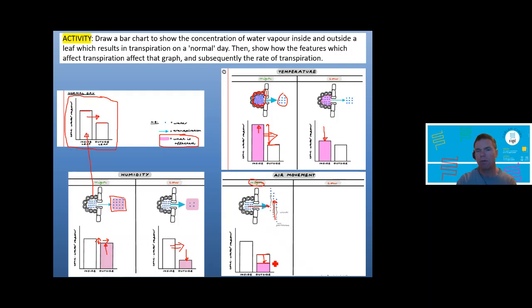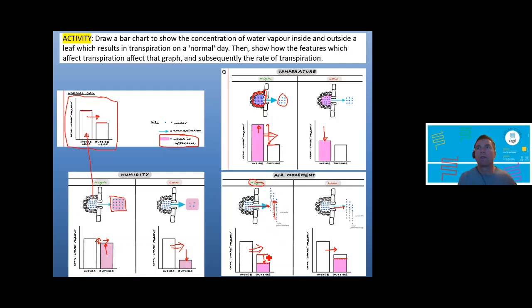If we contrast that to low air movement, so it's a very still day, well, water vapor molecules move out, but then they stick around outside. The wind doesn't take them away, and therefore they stay in the locality. They stay there, and so you don't get as much diffusion moving. You do get some, but not as much as when we had a high air movement. We get lots more diffusion out.